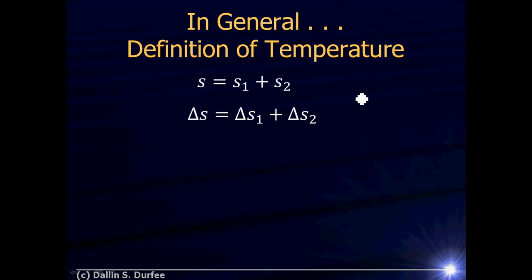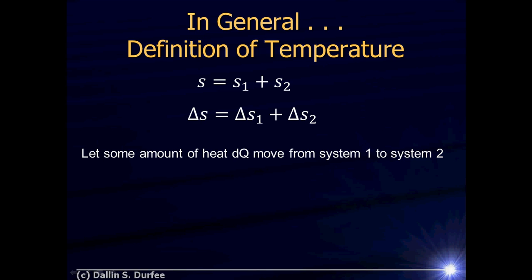And what we said was the system tries to maximize its entropy. So it exchanges heat back and forth, the entropy of one going down, the other one going up, to maximize the total entropy. And that is the most probable state. And that's what we're going to see in the thermodynamic limit, where we have lots of particles and fluctuations are negligible. All right? So imagine I move a little bit of heat dq from system 1 to system 2.